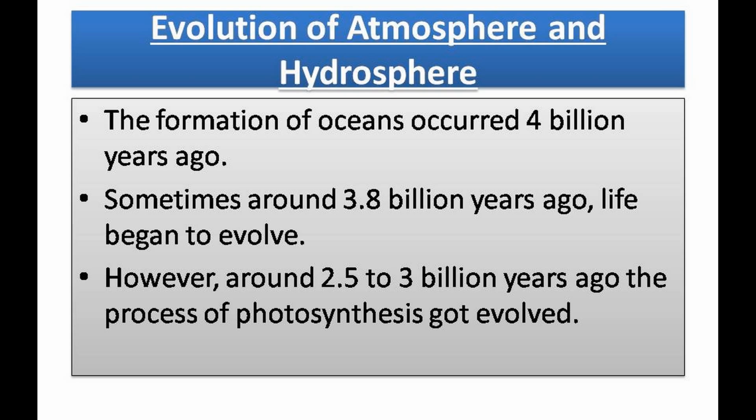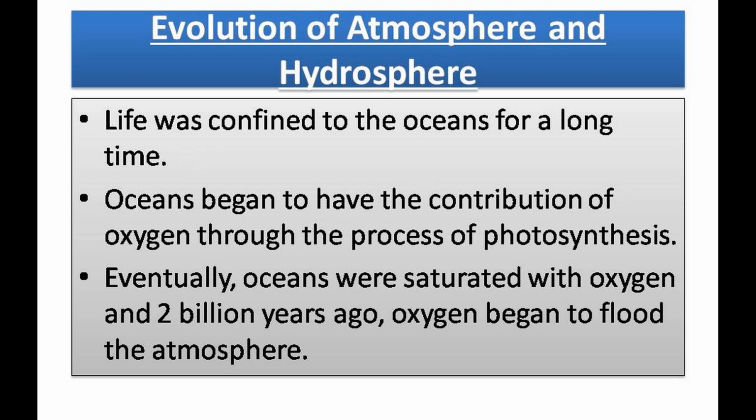Sometime around 3.8 billion years ago, life began to evolve. However, around 2.5 to 3 billion years ago, the process of photosynthesis evolved. Life was confined to the oceans for a long time. Oceans began to have the contribution of oxygen through the process of photosynthesis. Eventually, oceans were saturated with oxygen, and 2 billion years ago, oxygen began to flood the atmosphere.